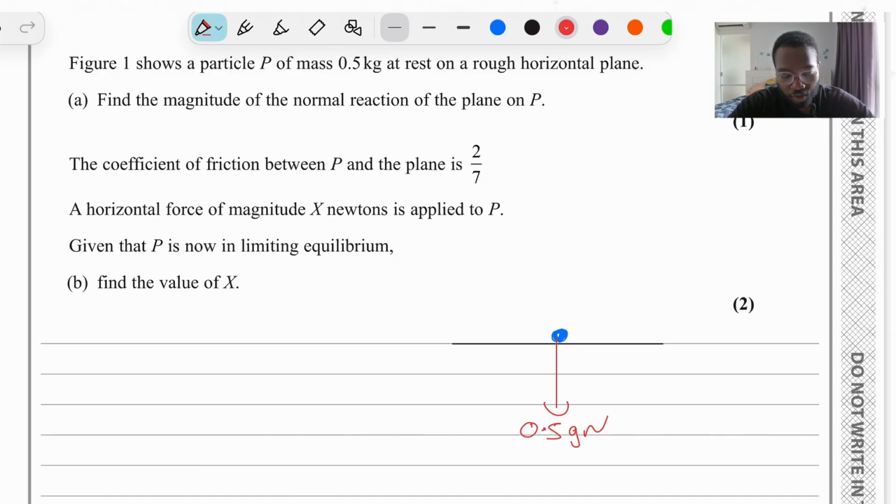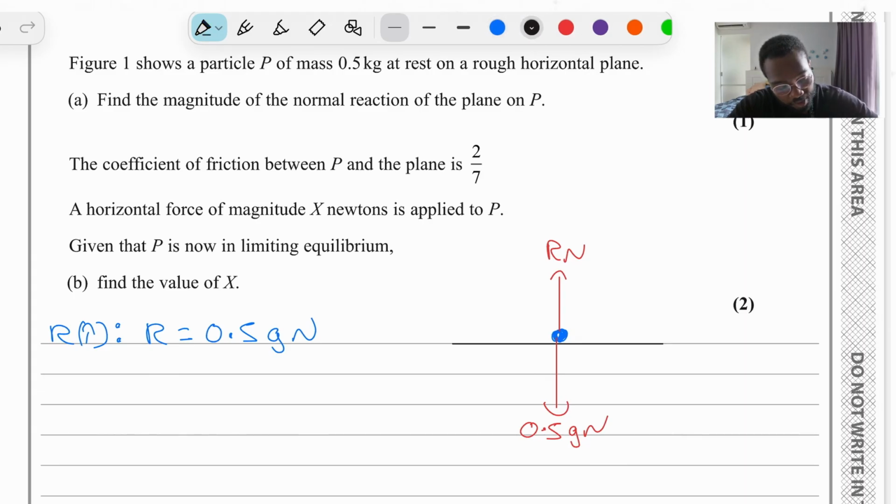Well, the normal reaction on the plane, that'll be perpendicular to the plane in the upwards direction. So that would just be this value here. So very easy. If we were to resolve forces, therefore, that would just give us that R is equal to 0.5 g newtons. Okay, that is part A.